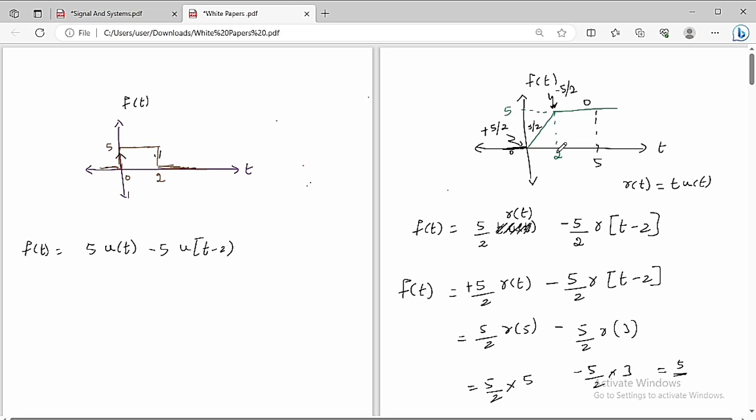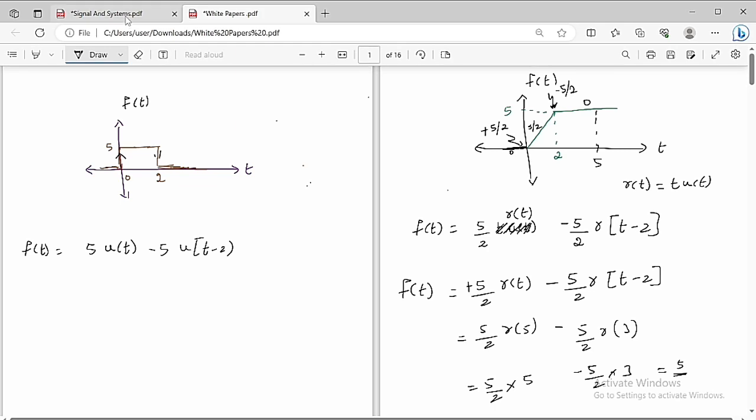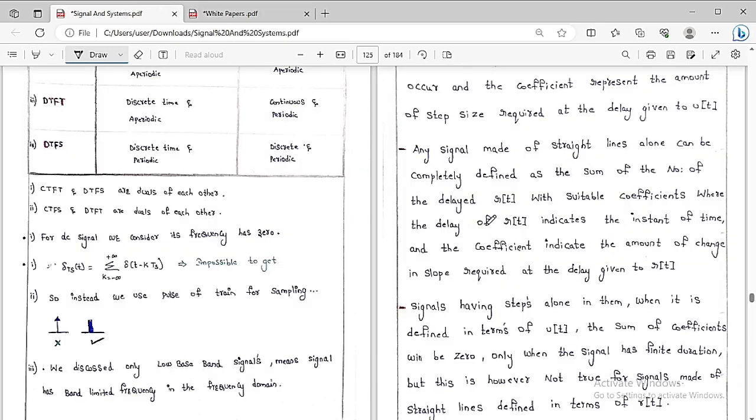So finally I can say any signal which is made up of straight lines alone can be completely defined as the sum of a number of delayed r of t, with suitable coefficients, where the delay of r of t indicates the instant of time and the coefficient indicates the amount of change in slope required at the delay given to r of t. So these two things you always have to keep in your mind.